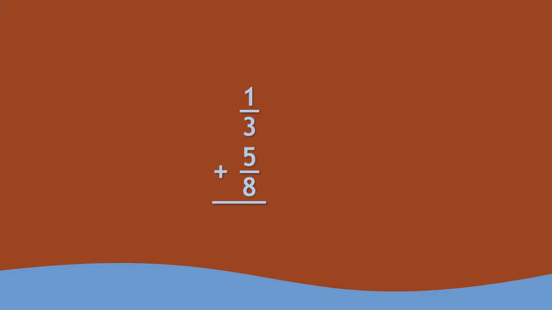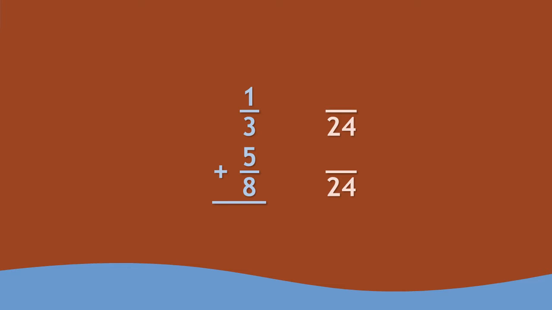So there's a couple different ways that we can find common denominators. And the first one that we're going to do is a really easy one. What you do with this method is you just multiply the denominators together. So in this case, we have 1/3 plus 5/8. So we're going to multiply 3 times 8. When we multiply 3 times 8, we get 24. And so 24 becomes our denominator for both fractions.